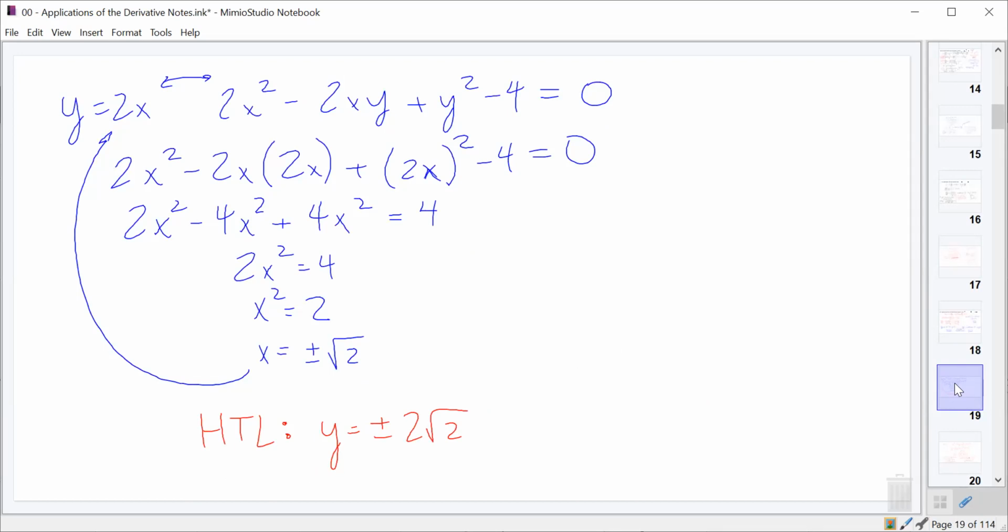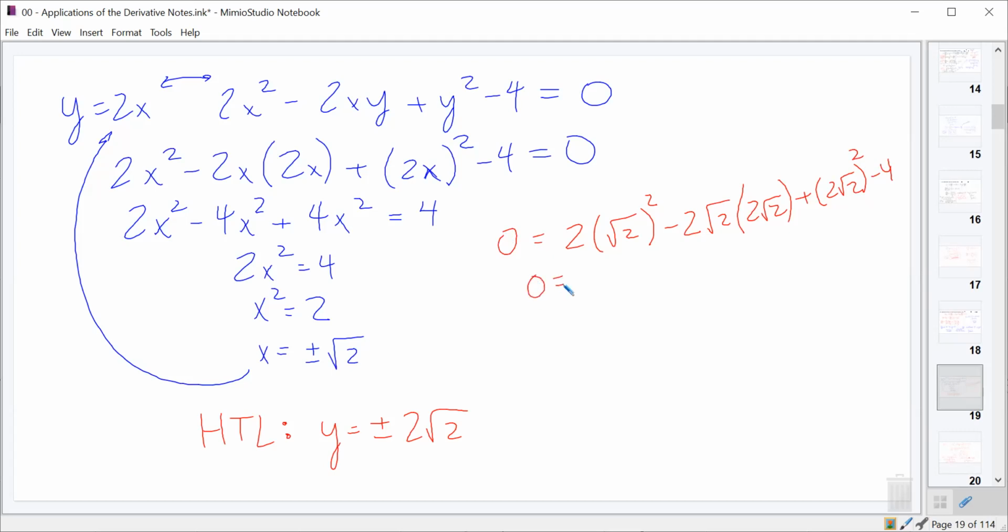And we really should have done the same thing back over here when we said x is positive or negative root 2. We should make sure that this positive or negative 2 root 2 that we found here as our horizontal tangent line, if I were to plug these points in, it satisfies our original equation. And so let's real quickly make sure that's 2 times root 2 squared minus 2 times root 2 times y, which was 2 root 2, plus 2 root 2 squared minus 4 needs to equal 0.